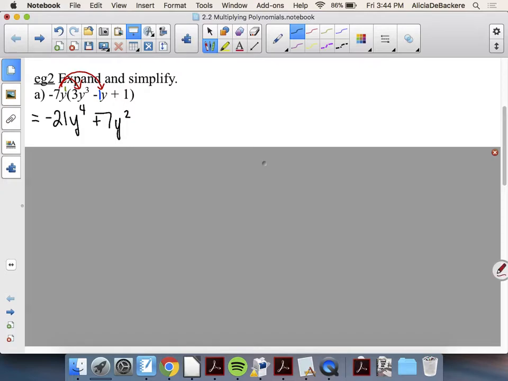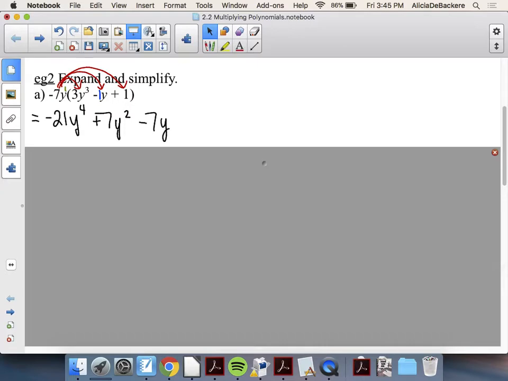And then finally, my third term inside the bracket gets multiplied by negative 7y. And it's just 1 times negative 7y. So I still have a negative 7y. And that's it. There's no like terms for me to collect, so I'm done at that point.